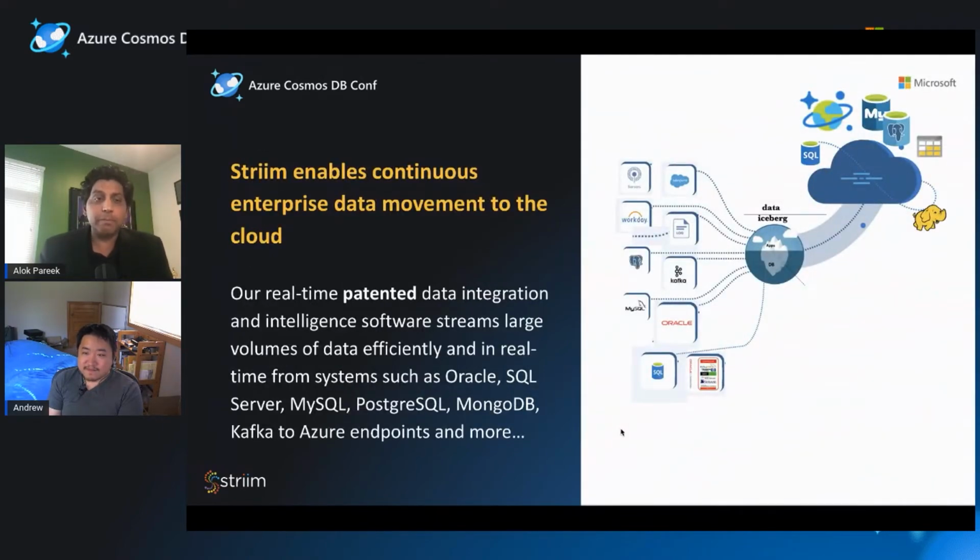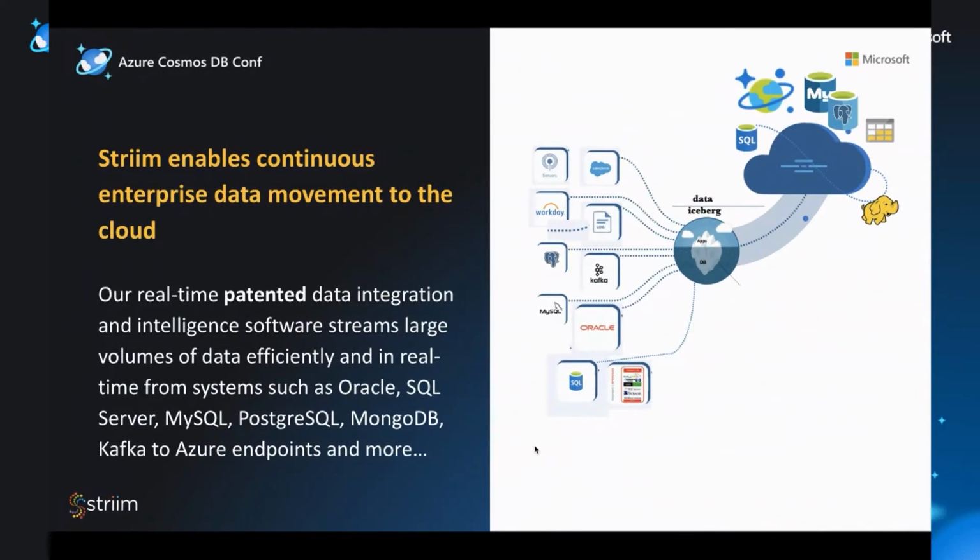So first about Striim. Striim is a partner, and we've been working with Cosmos DB for several years. So we enable continuous enterprise data movement to the cloud. And the core idea is that you might have a number of different applications running against different types of database systems, NoSQL systems. Many of them could be running on-premise. They could be running in other clouds. And oftentimes, to take advantage of the very low latency access in a distributed fashion for the Cosmos DB workloads, you want to move the data into Cosmos DB. So what we do is we facilitate that.